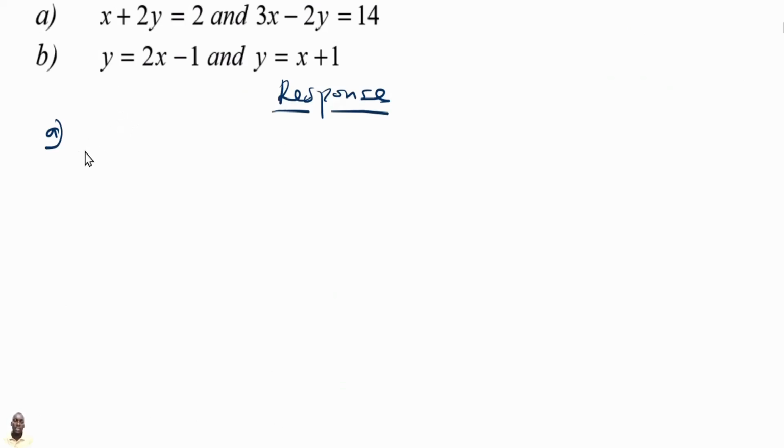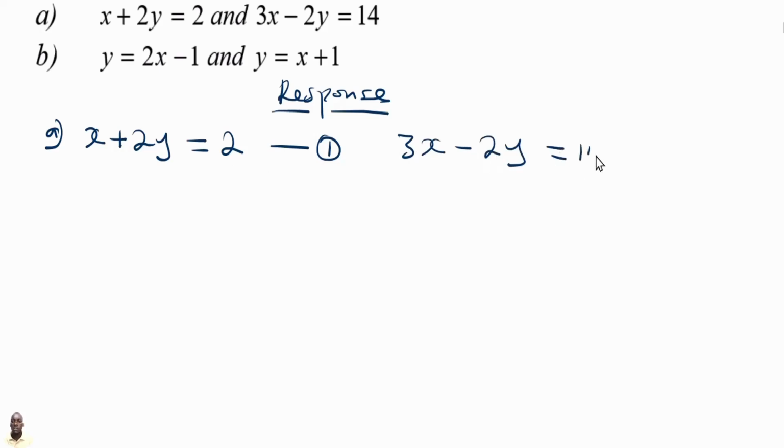Now for part A, we have x plus 2y equals 2. We can name this our first equation of the line. Then also we have 3x minus 2y equals 14. We can name this equation 2.